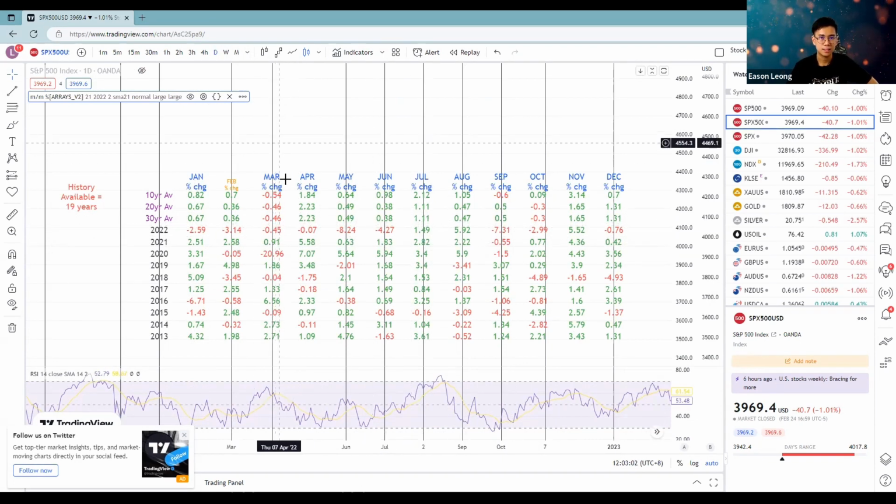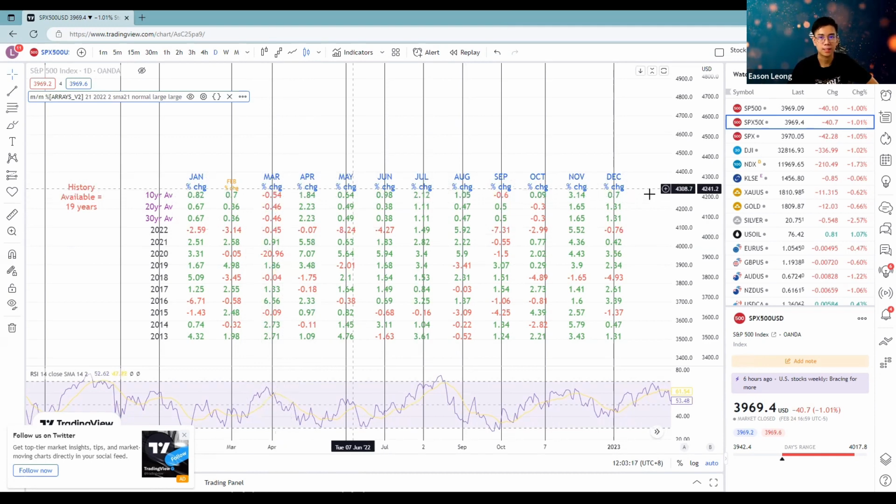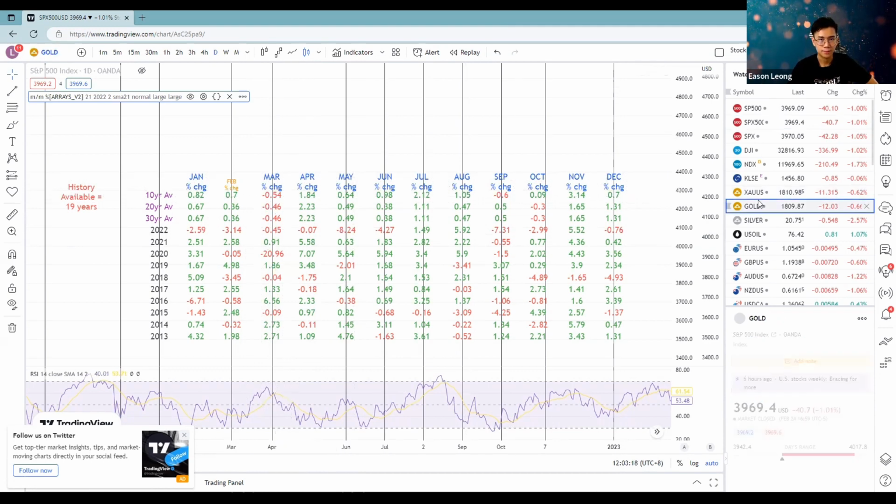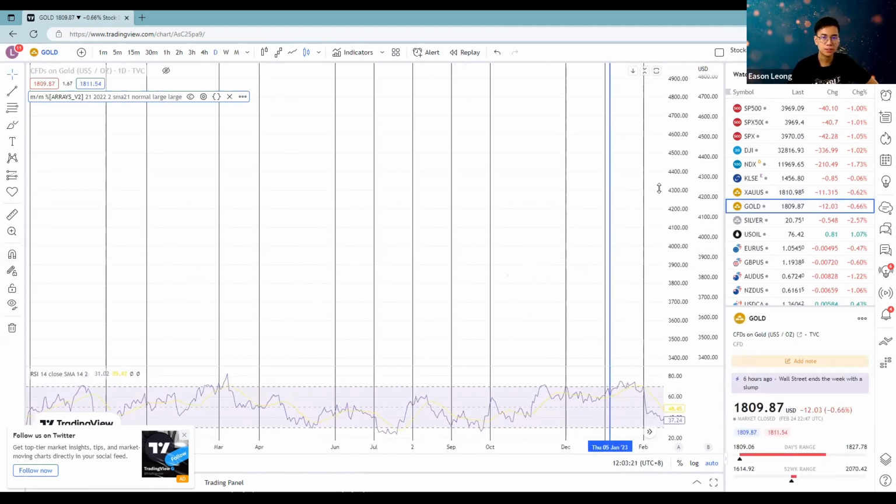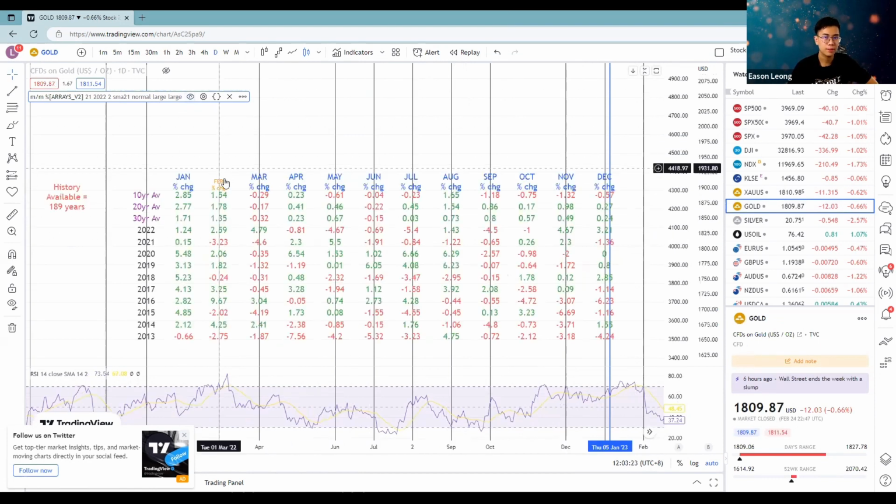Like inside here, this is a more accurate calculation because TradingView will get the most latest data. So you can see 10 years data, it is negative in March. So likely that next month will come down first. Okay, then April it goes back up again. How about the gold market? You can just change to the gold market and let it load a while.